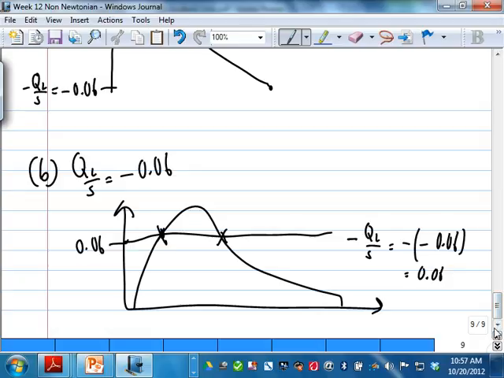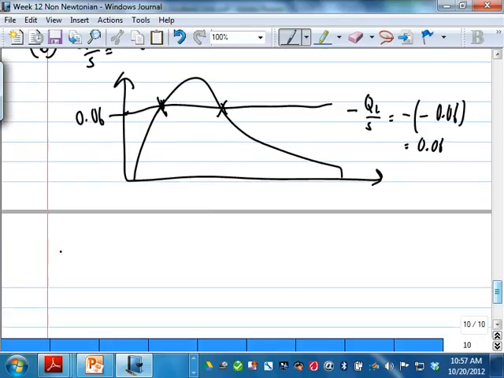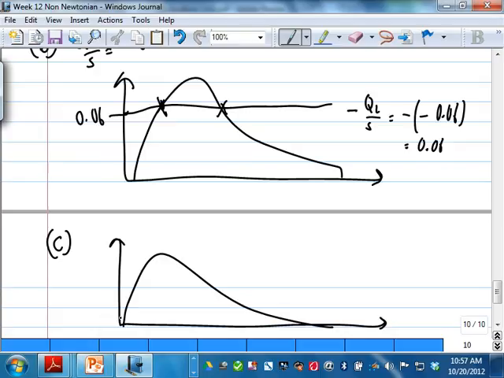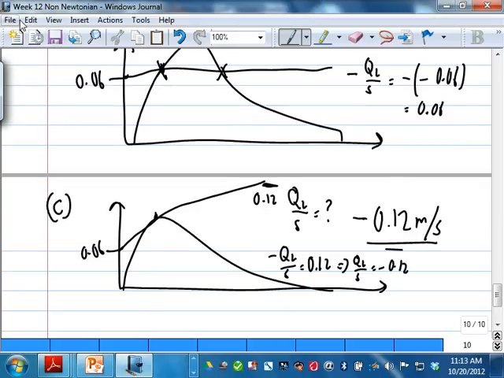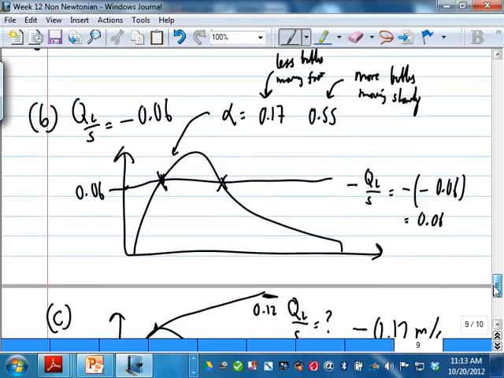For part C, you raise it until there's no solution. Find that QL over S. Okay. Any questions, queries, or anything?